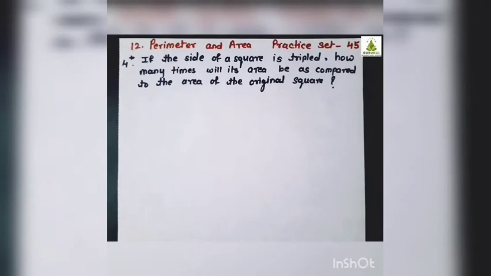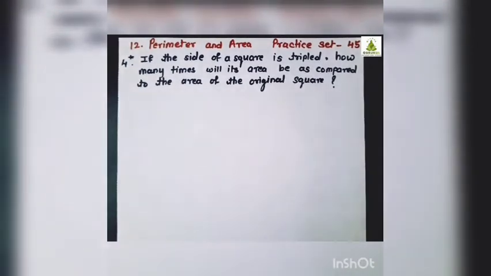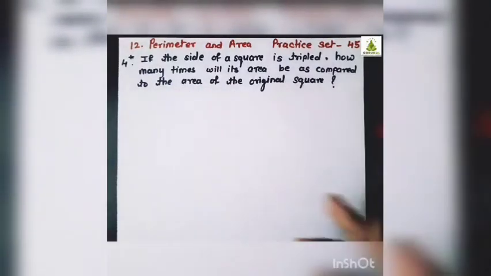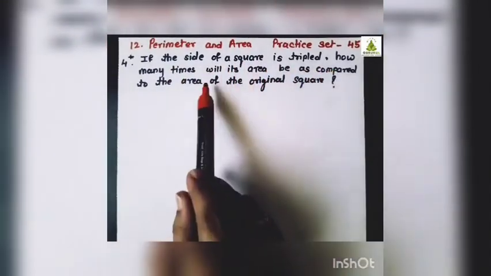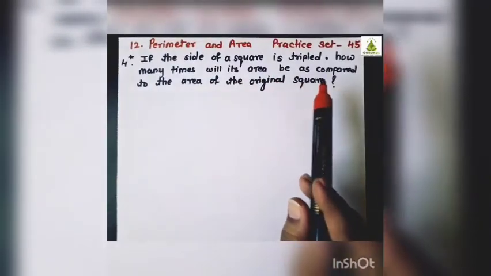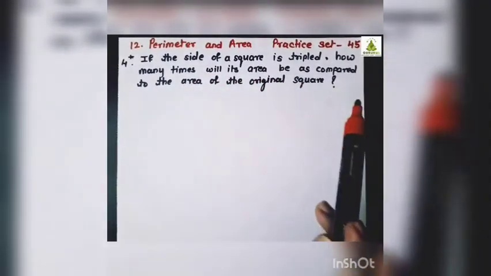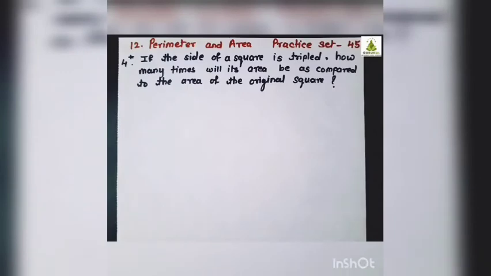Lesson number 12, perimeter and area, practice set 45. Now in the fourth sum they have given one star mark in this question. A star mark indicates that the given sum is a little bit different. It is not to be solved by the regular method, it will be a little tricky. So what tricky question have they given us? If the side of a square is tripled, how many times will its area be as compared to the area of the original square? We have already solved such questions in the previous practice set.